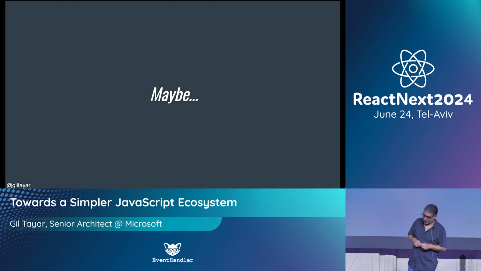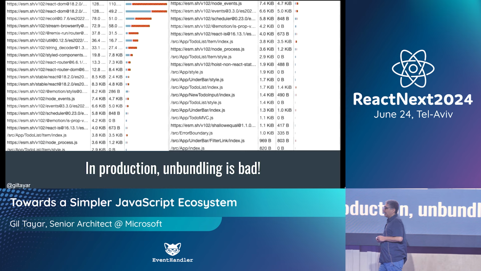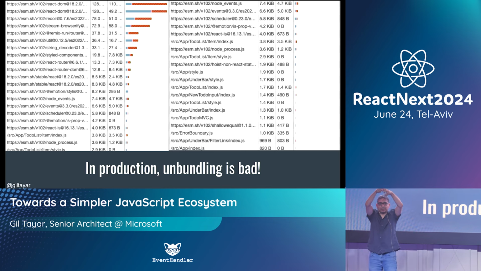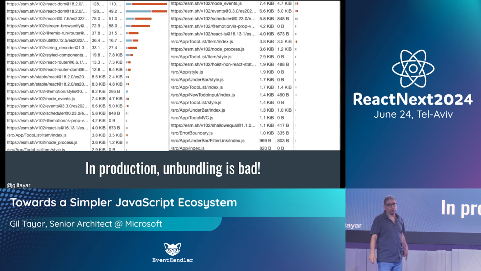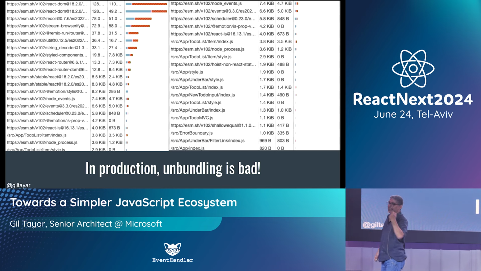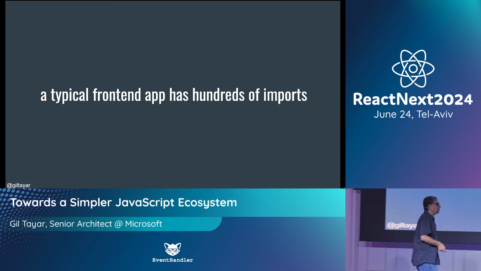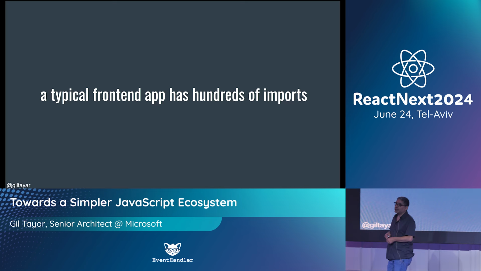Ooh. Maybe. There's an elephant in the room. Let's talk about the elephant. If you try and run an app that has ESM and loads everything via ESM, what you will get is hundreds of files being HTTP gotten. HTTP get, HTTP get, HTTP get. A lot of files. Hundreds of imports, sometimes thousands of imports. That doesn't make sense in the real world. It just doesn't make sense.